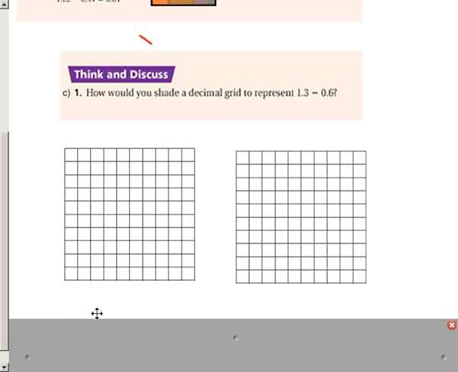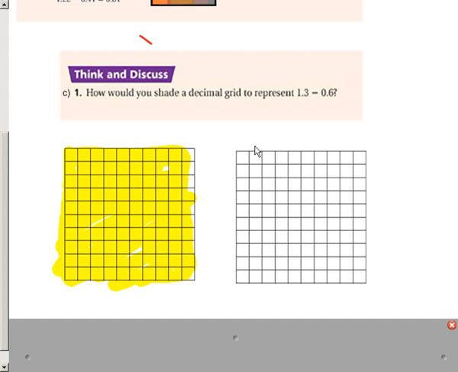So how would we shade the decimal to represent 1 and 3/10 minus 6/10? All right, well, let's go to our highlighter. I'm going to shade in this whole square. Oops.